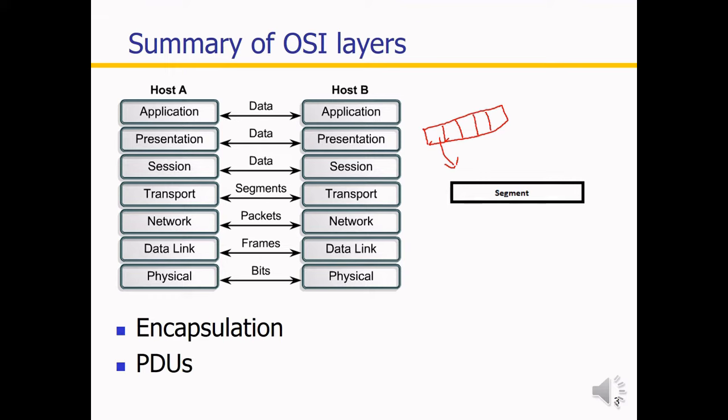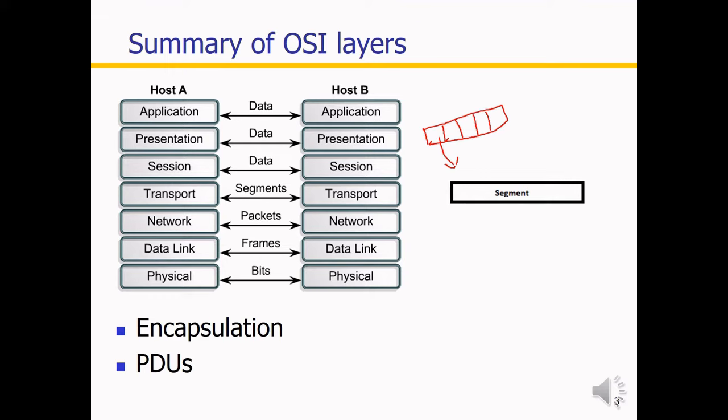And one other thing that the transport layer does is it adds port numbers. I'll be getting into what port numbers are in just a bit. So port numbers are nothing but application identifiers, a number that would identify which application the data or the segment belongs to.